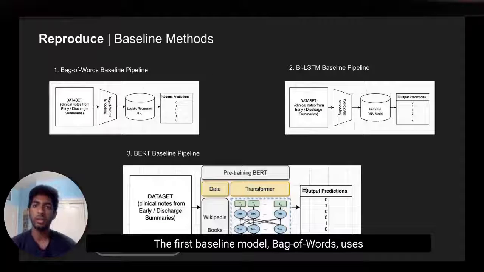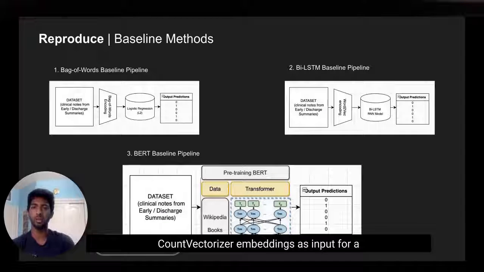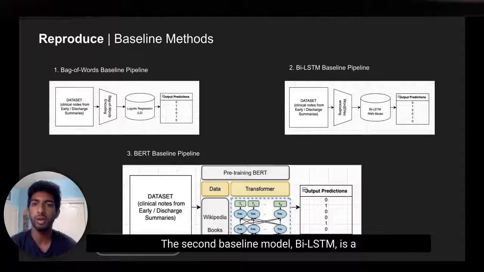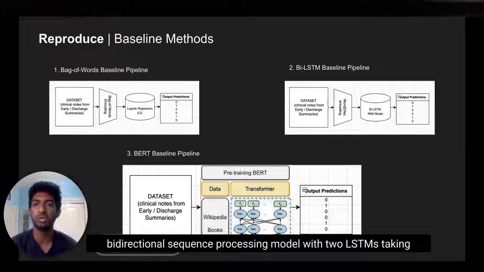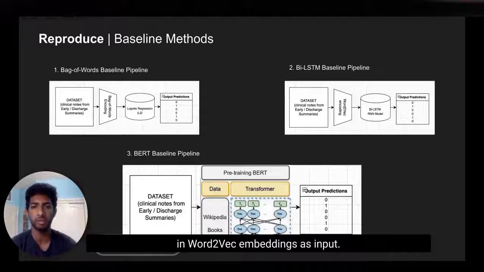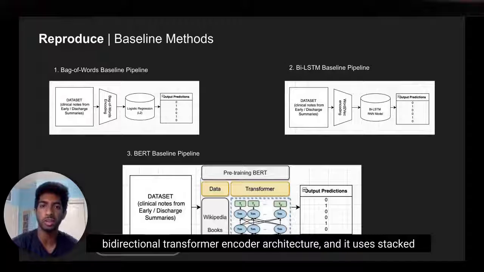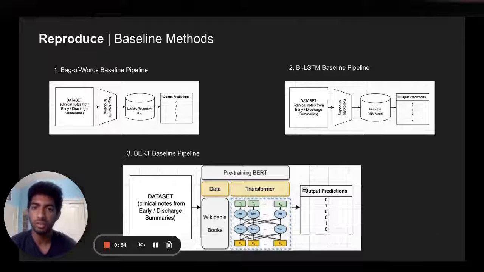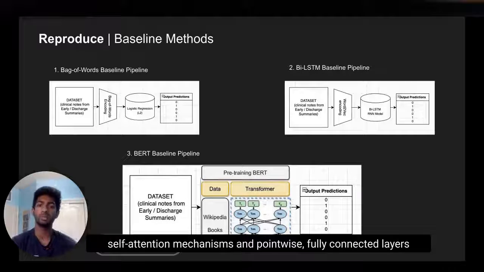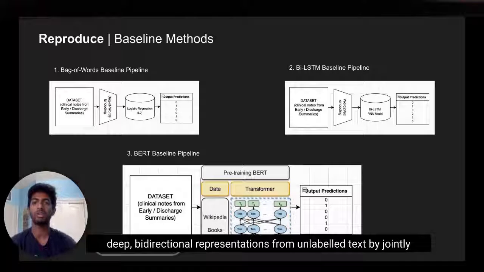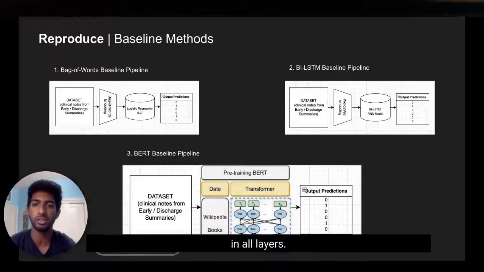The first baseline model, Bag of Words, uses count vectorizer embeddings as input for a logistic regression model using L2 regularization. The second baseline model, BiLSTM, is a bidirectional sequence processing model with two LSTMs, taking in word2vec embeddings as input. The third baseline model, BERT, follows a multi-layer bidirectional transformer-encoder architecture, and it uses stacked self-attention mechanisms and pointwise, fully connected layers for both the encoder and decoder to learn deep bidirectional representations from unlabeled text by jointly conditioning on both the left and right context in all layers.